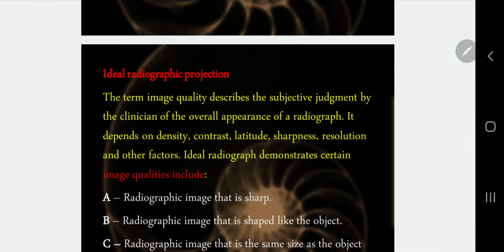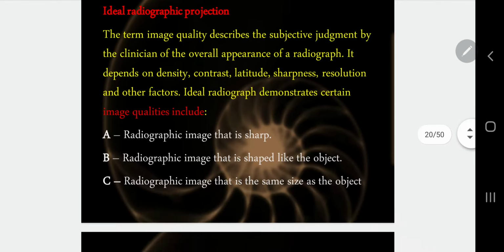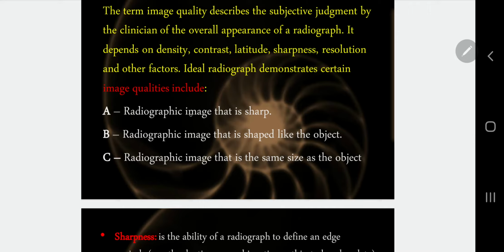Ideal radiograph projection. The term image quality describes the subjective judgment by the clinician of the overall appearance of a radiograph. It depends on density, contrast, latitude, sharpness, resolution, and other factors. An ideal radiograph demonstrates certain image qualities, including a radiographic image that is sharp, and a radiographic image that is the same size as the object.